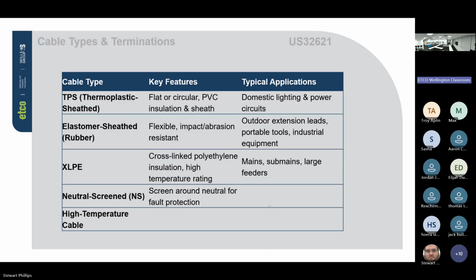And then our neutral screen, so it has a screen around the neutral for fault protection. So that way, if you pierce the cable, more than likely you're going to hit the neutral first, then the phase, causing a dead short. So it's used for certain main suppliers and metering. What is hard drawn? Can anyone give me an example? Tell me what hard drawn is when I'm talking about this kind of cable?